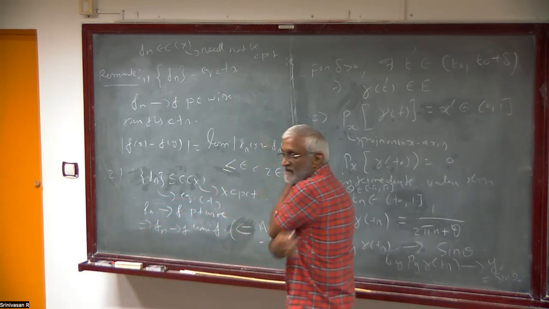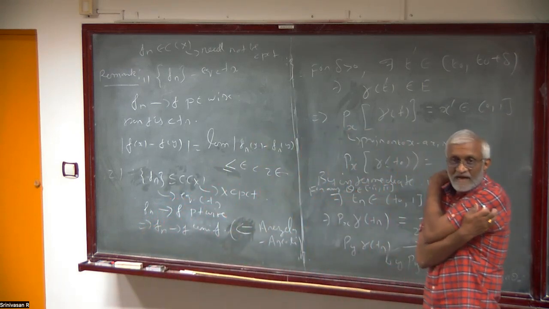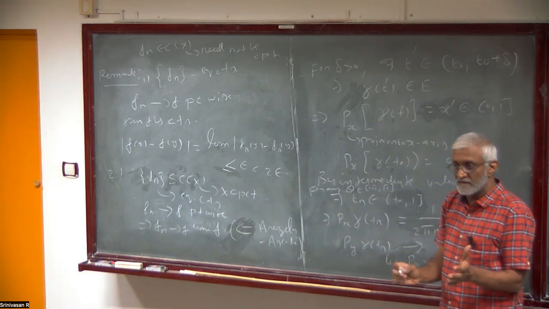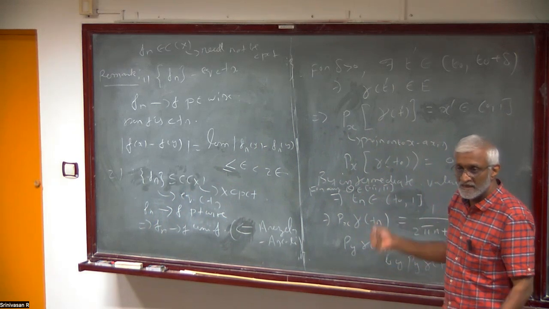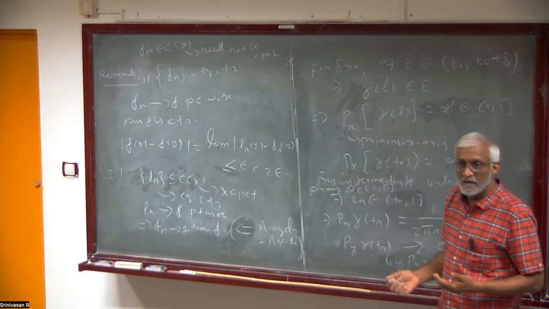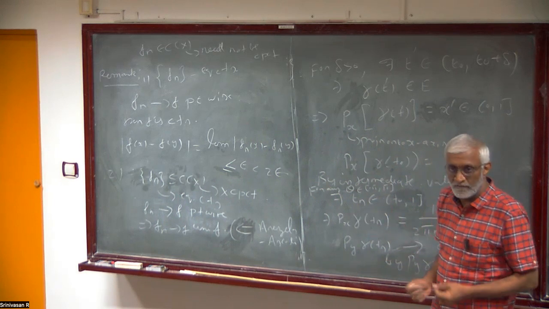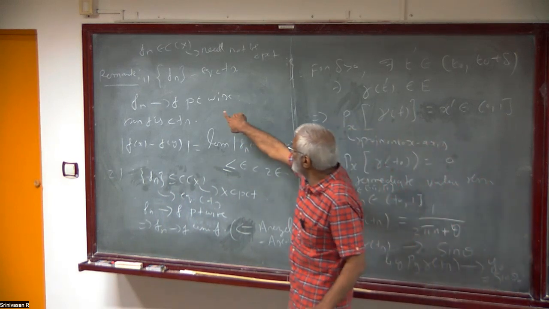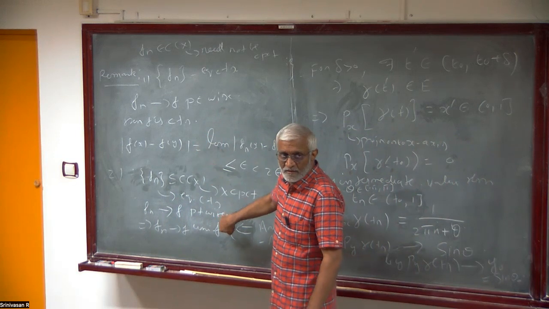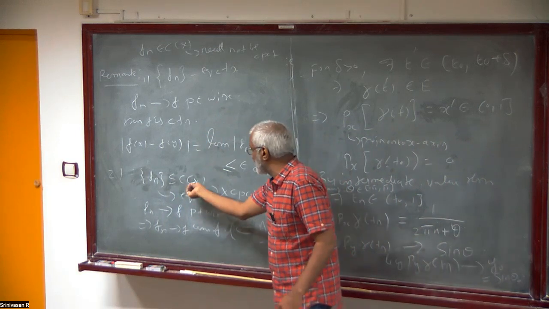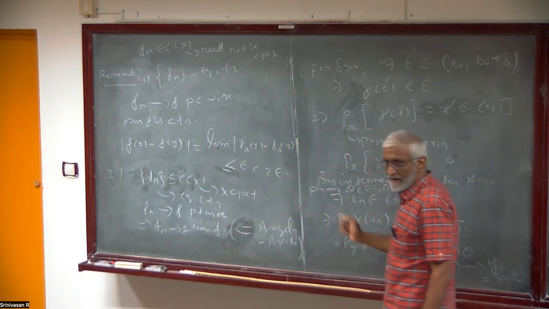I will write it as a corollary. If you have a collection of functions which are equicontinuous, and suppose they converge pointwise, then the convergence is actually uniform. This need not happen otherwise. So this is for X compact. X should be compact.